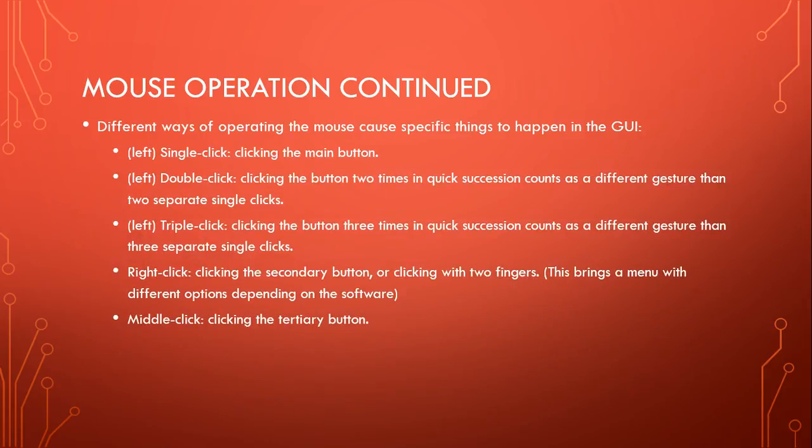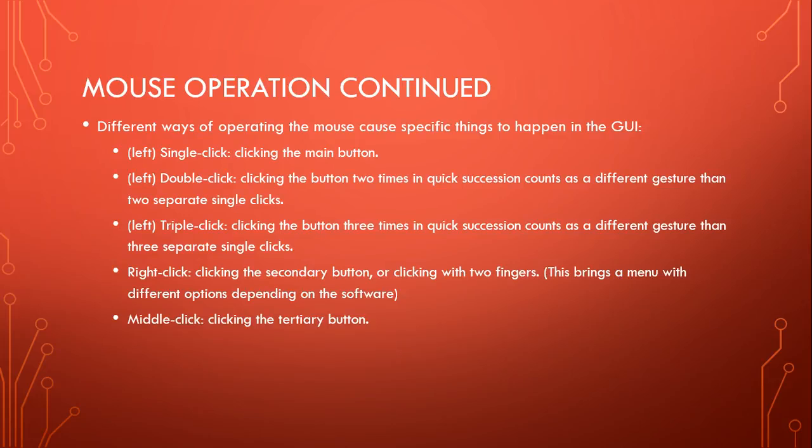Let's continue to talk about mouse operation. Some different ways in which the operating mouse can cause specific things to happen within the GUI. You have a single left click, which is simply clicking the main button. You have a left double click, which clicks the button 2 times in quick succession, which counts as a different gesture than 2 separate single clicks.